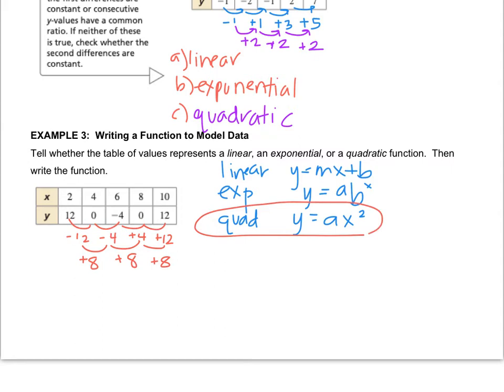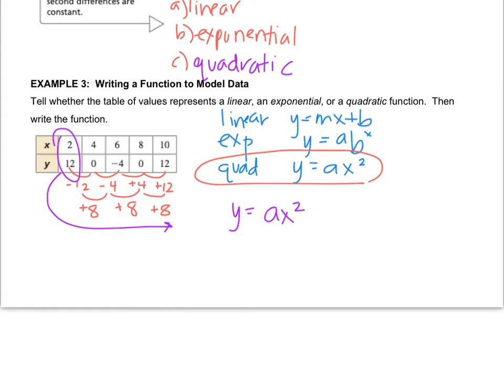Great, now what? There's no easy way to identify what the a value is. So what you do is you take your equation and you plug in a value from the table. So y equals ax squared. And I'll just pick, I don't know, whatever. I'll pick this one. Don't pick any ones with zeros because that just makes all the numbers disappear. Even though I usually tell you 0 is easy, 0 actually makes it harder.